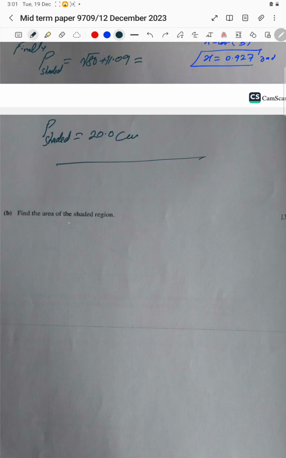Now for the second part, find the area of the shaded region. Area of the shaded region, we need to find, there are different approaches. First find the area of triangle ADC. It is half AB sine theta, where theta is 2.21 in radian mode. I will get 10.03 centimeter square as the area of the triangle.